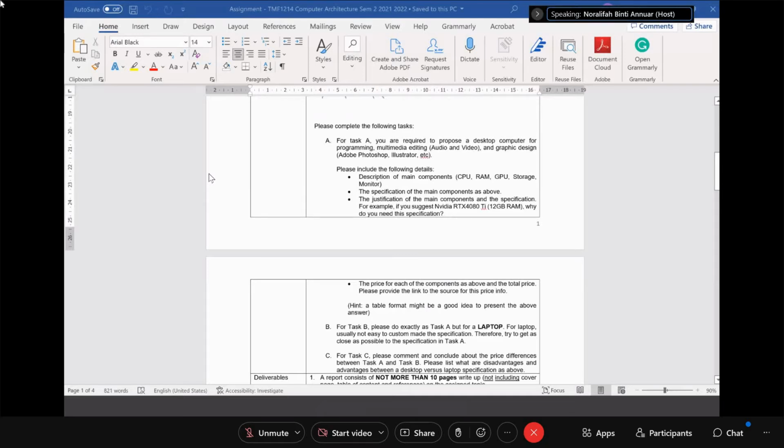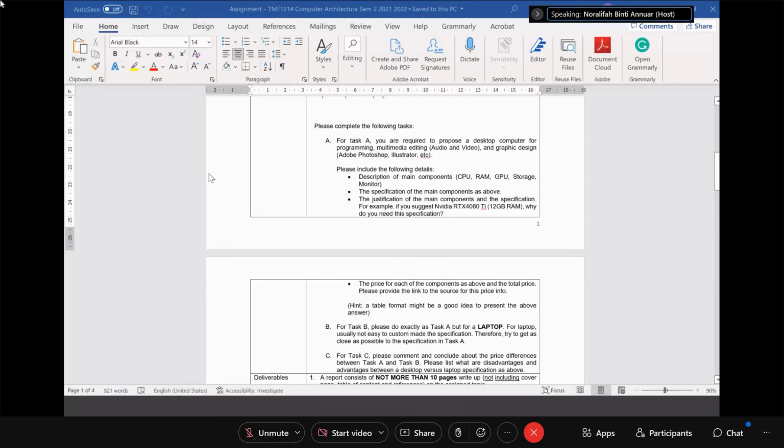Okay, for example, you say for RAM you go for 12 gig and for CPU you choose this specification. Why? What is the interrelation between this CPU and RAM? Dia compatible ke tak? Sama juga dengan monitor. What type of monitor? Kena cakap lah, kenapa monitor ni kena high resolution. Why? So you have to explain.